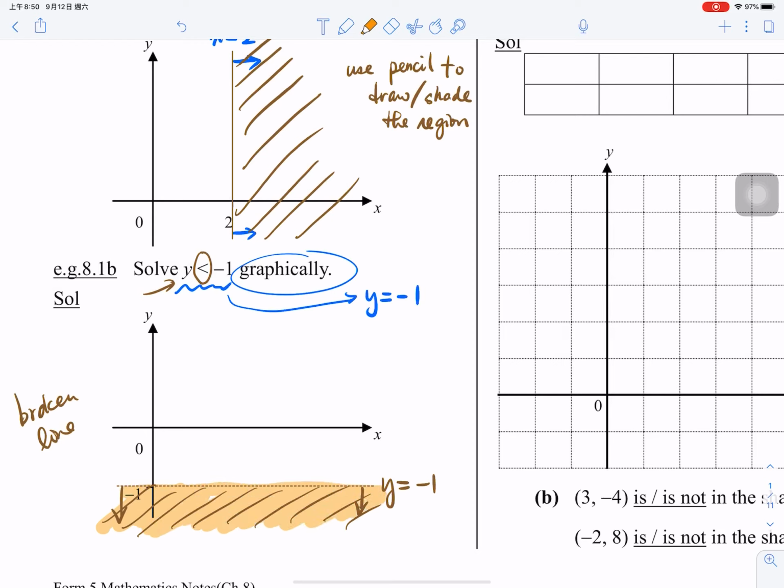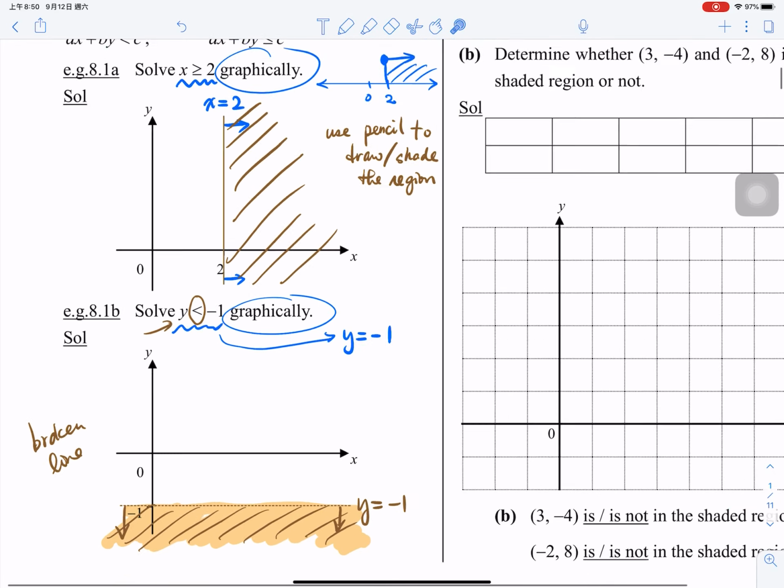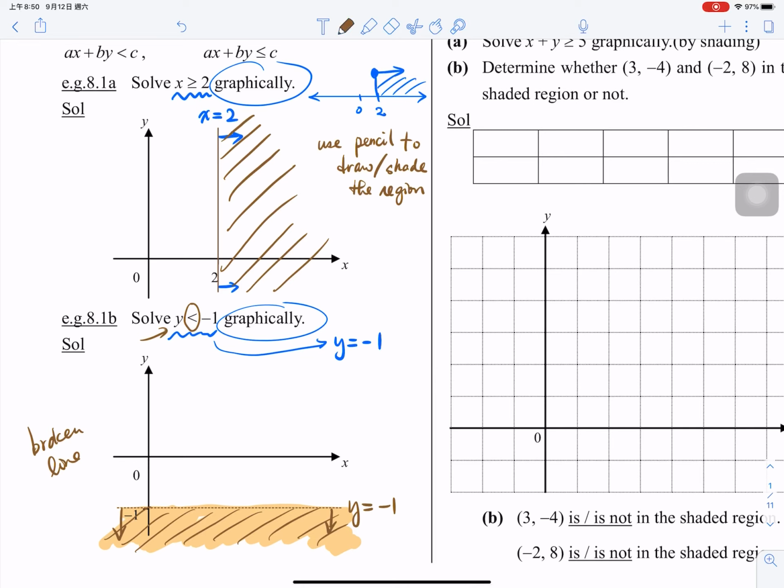Lower half plane. Clear? So by using the correct kinds of line, this one you need to use a solid line because it includes the equal sign of the inequality. This one has no equal sign, so you need to use a broken line like this. Okay, draw the corresponding straight line, and shade the region for your answer. Clear? Okay.